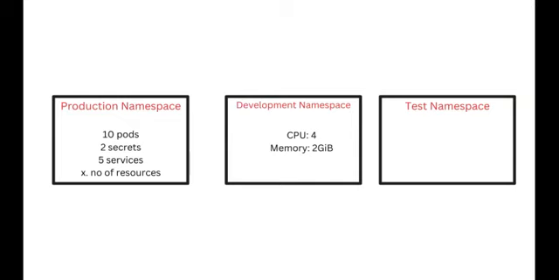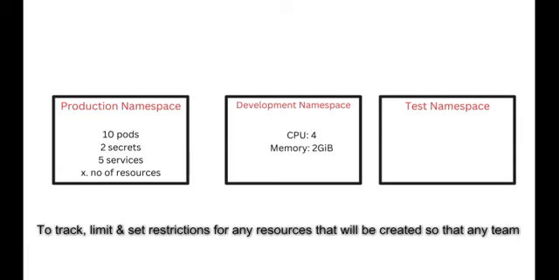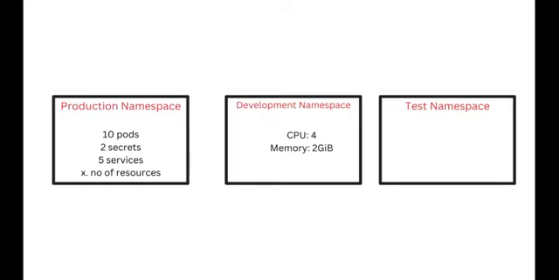So you see, quotas basically is used to administer your cluster, to track, limit, and set restrictions for resources that will be created so that any team will not just create resources without considering the total resources in the entire cluster, which might use up the entire resources in the cluster or reduce performance or even crash the whole cluster itself. So let's look at the step-by-step guide of how to create quotas in OpenShift.